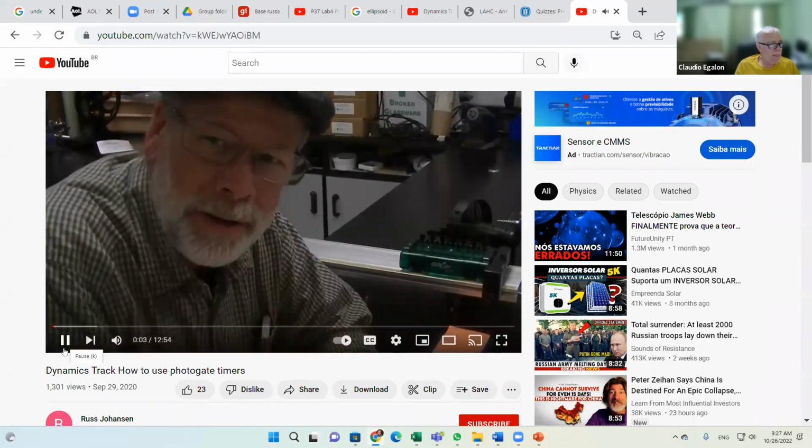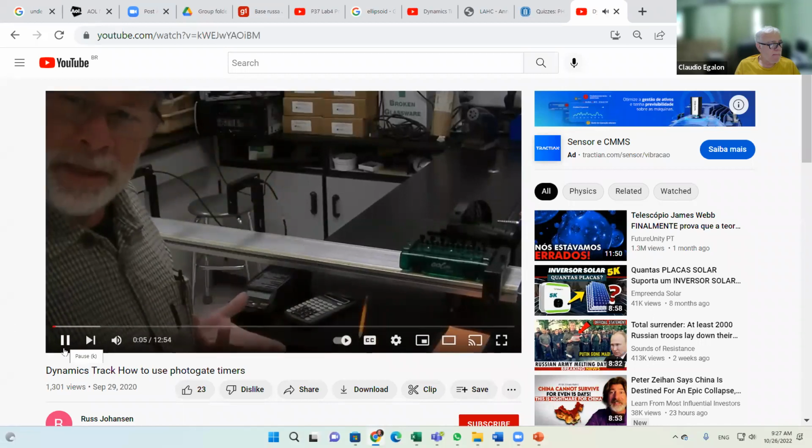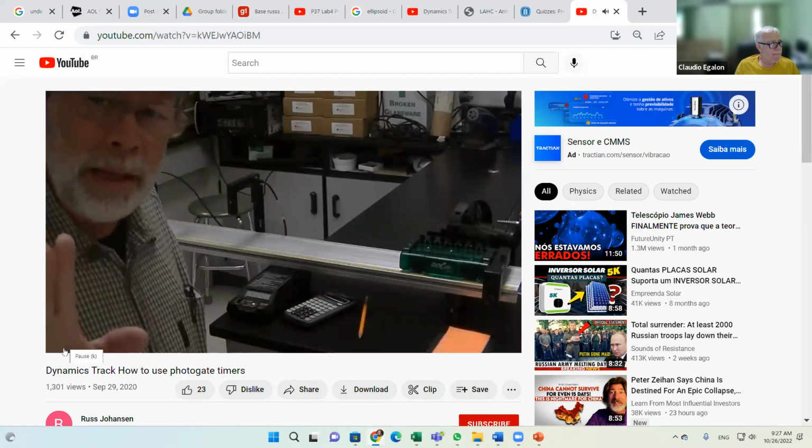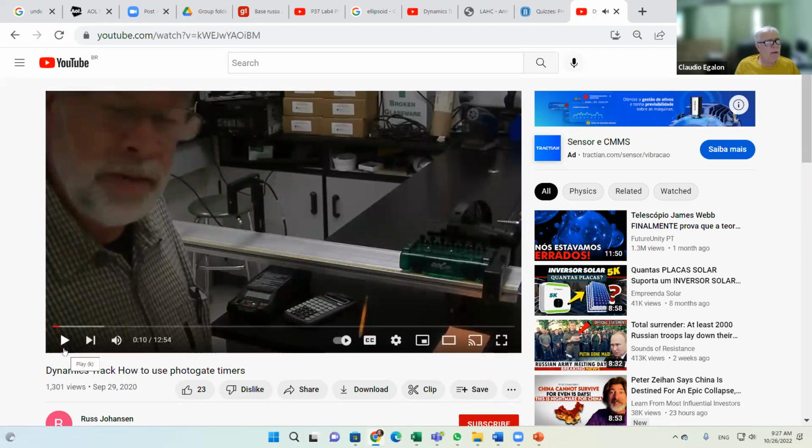Hey guys, Mr. Johansson here. We're at the dynamics track. Dynamic tracks are so fun. Let me show you, concentrate not on the dynamic track, concentrate on the photo gate. Here is the photo gate. Here's the photo gate itself.